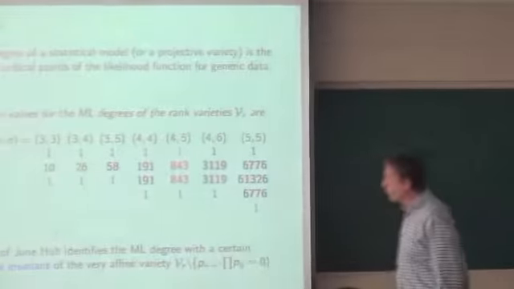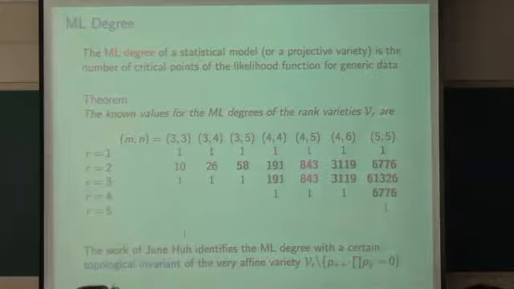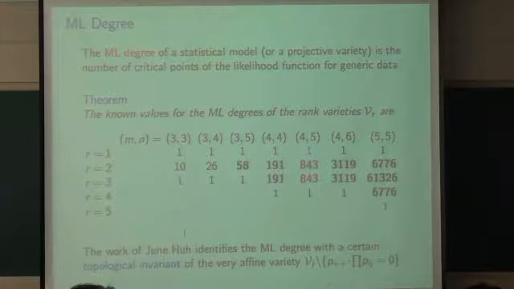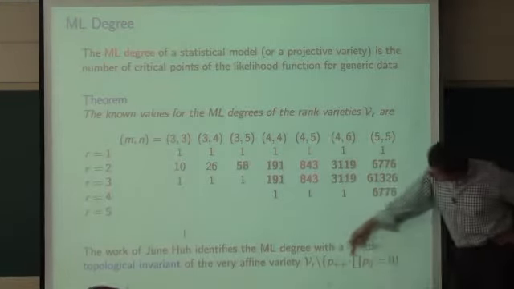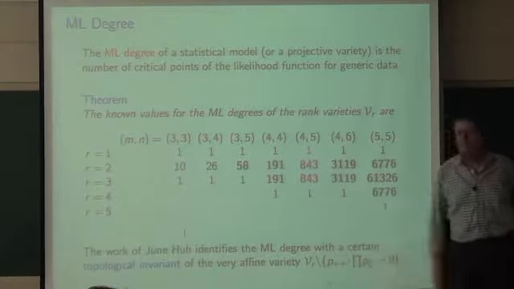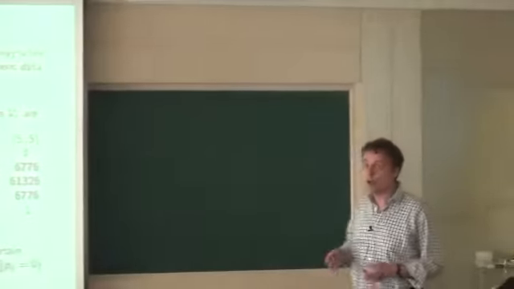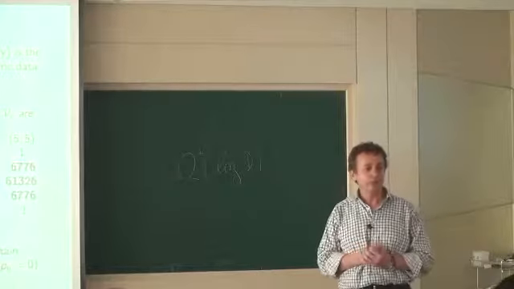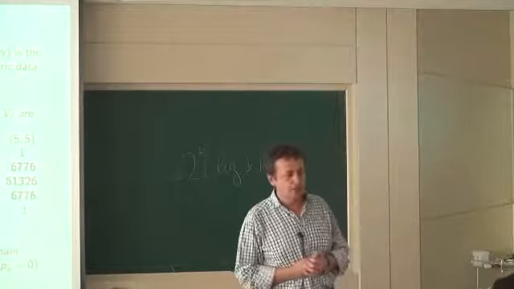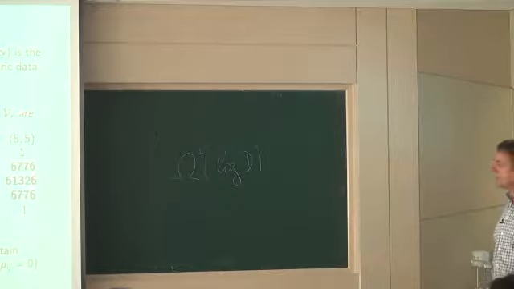Now one more remark. There's a beautiful recent work of Jun He, who spoke here last week, who identifies the ML degree with a certain topological invariant of this very affine variety. I take my determinantal variety, this is my divisor D, and I remove mn plus 1 hyperplanes. That's a very affine variety, a subvariety of a torus. That's an open variety with a distinguished boundary, a pair, as they would say in algebraic geometry. And I'm interested in this sheaf on this open variety.